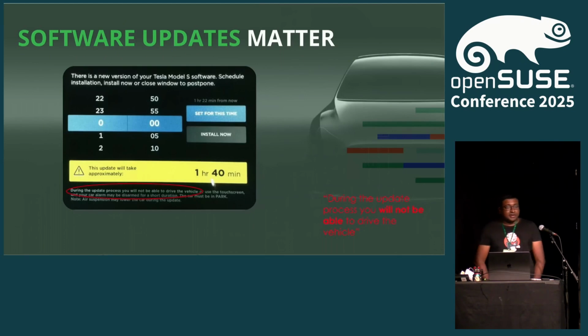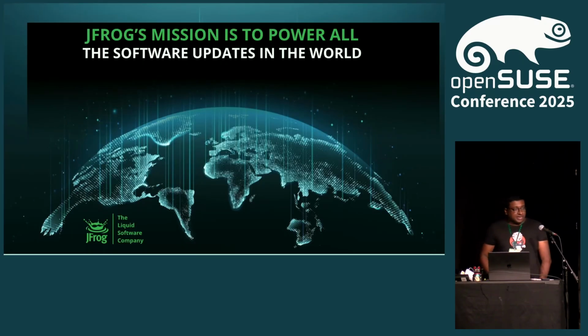Does anyone own a Tesla here? Or have you tried one? During an upgrade, Tesla clearly says that you can't ride the vehicle. You can see here it takes approximately one and a half hours to do a software upgrade, and during that upgrade process, you won't be able to drive the Tesla. So software upgrades matter in real-time scenarios. JFrog, the company I represent, has a mission to power all software upgrades in the world, okay?